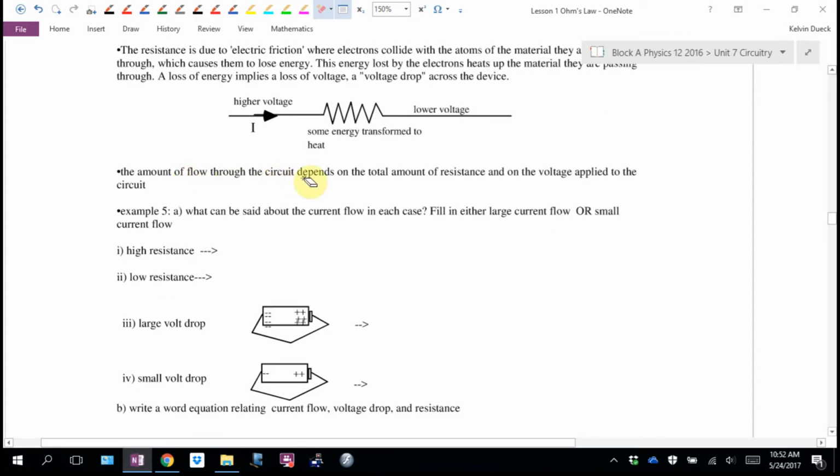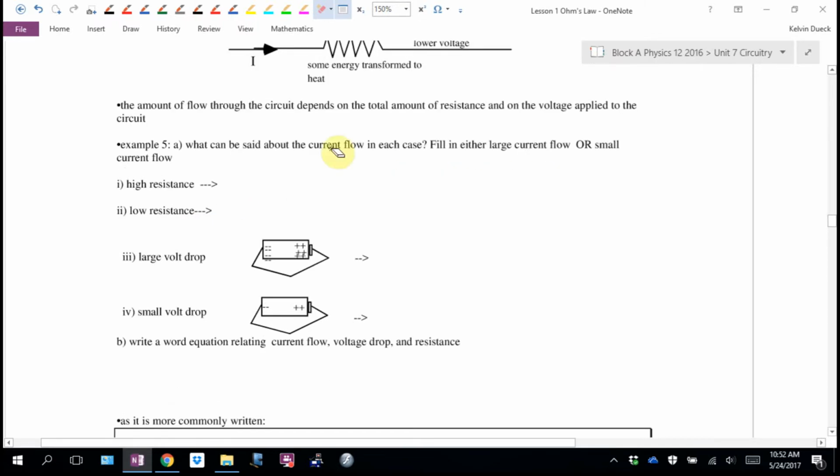The amount of flow through the circuit depends on the resistance and on the voltage. So, are you ready? What can be said about the current flow, the number of skiers, in each case? Fill in either large current flow or small current flow. Suppose you have a high resistance. Now, another way to think about resistance is the width of a hallway. High resistance means a really narrow hallway. Could we get a lot of students through that hallway, or a smaller number, if the hallway was really skinny and narrow? So high resistance gives low current. And remember, the symbol for current is capital I.